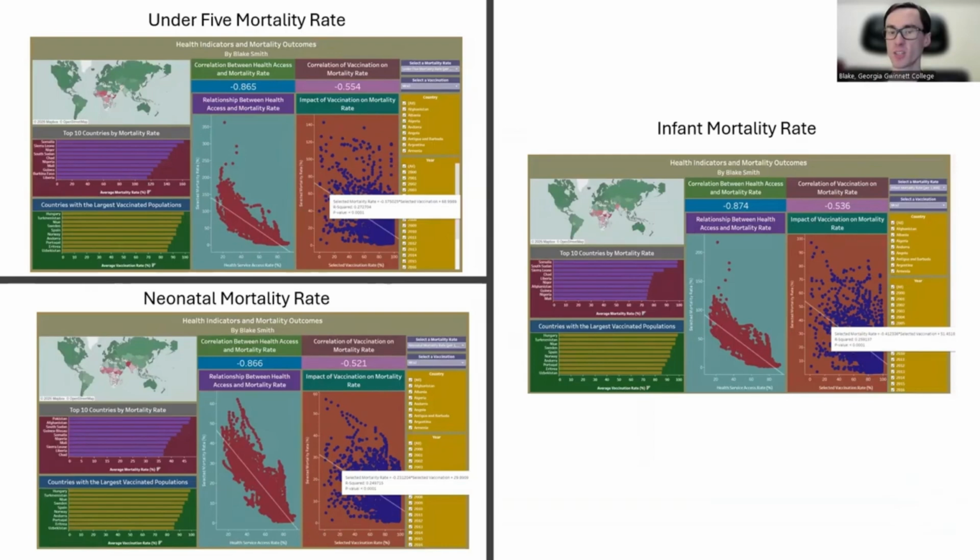The p-values for each relationship are also very small, indicating that these results are statistically significant and unlikely due to random chance. The R-squared values for these relationships are moderate, with an average around 0.26 across the three mortality rates. This means that MCV2 vaccination rates explain approximately 26% of the variation in these mortality outcomes. These results suggest that a higher MCV2 rate is associated with lower child mortality rates.